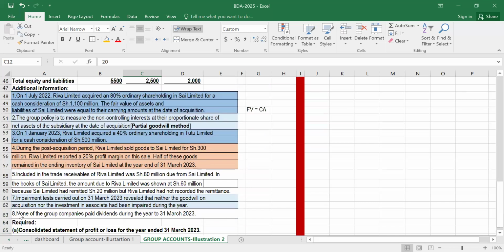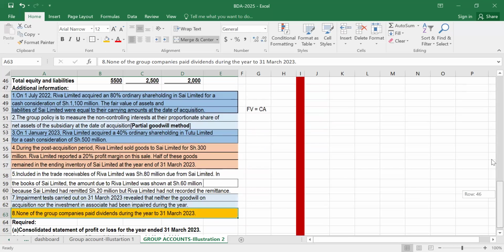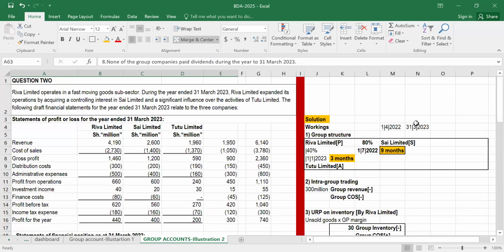So the only thing you need to check, and that's why we were given this last point here, is that none of the group companies had paid dividends. There are instances whereby you may be told that the subsidiary had paid some dividends. If, for example, this company had paid dividends, automatically 80% of those dividends were paid to the parent. The parent company then accounts for that as investment income. If this company had paid dividends, 40% of those dividends are paid to the parent. The parent company accounts for that as an investment income.